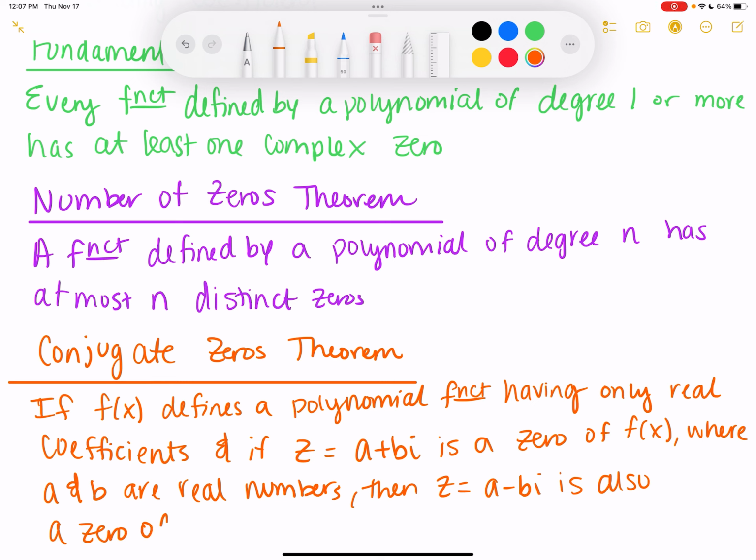So sometimes they'll tell you a plus bi, or obviously there could be numbers in there, not letters, is a 0. Then they may not necessarily tell you, by actually writing it, that a minus bi is one, but you just need to know if there is a 0 that has an i, then its conjugate also is one, the a minus bi.